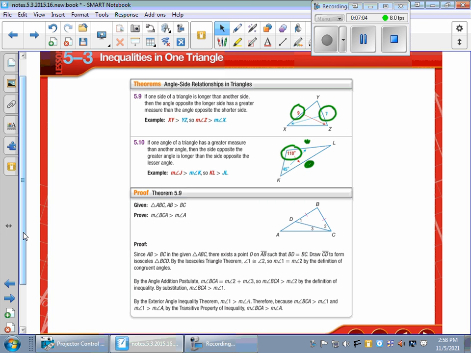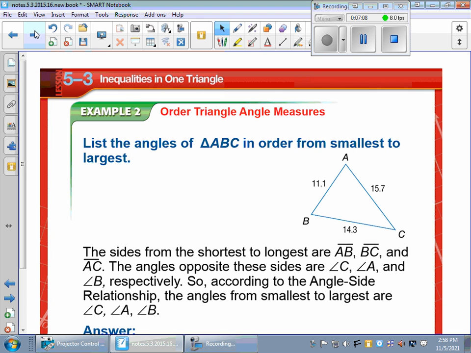Okay? So hopefully you can read through that, take a look and see, and then the same concept here. Put these in order from smallest to longest. And again, you have to realize I'm not going to ask you to put the numbers of the sides in order. You have to use the concept to go across. This says list the angles. The angles in order from smallest to longest.